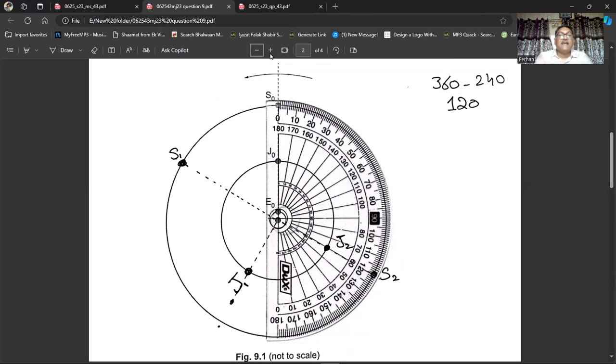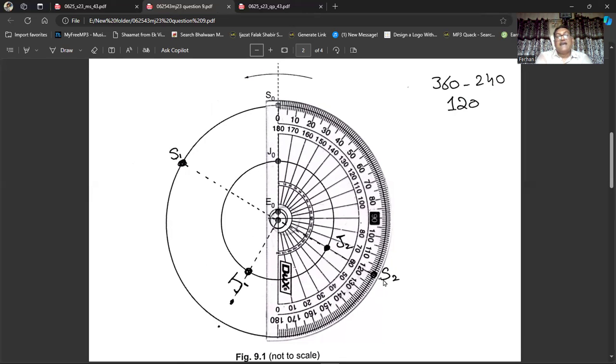So basically, it has moved anti-clockwise 240 degrees. But to show it with the help of the protractor, I'm going to use a trick. I'm going to move clockwise. How much? 360 minus 240, that's 120 degrees. So both the stars will move the same angle. So this is 120 degrees clockwise. Basically, they have moved anti-clockwise 240 degrees, so you will reach the same position. To show with the help of the protractor, I am going 120 degrees clockwise.